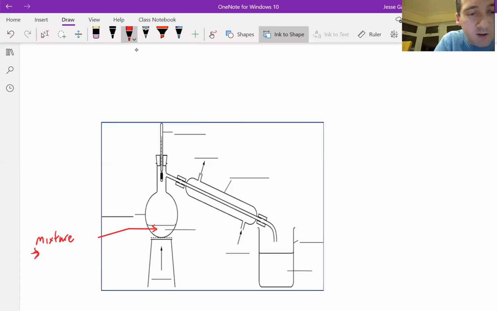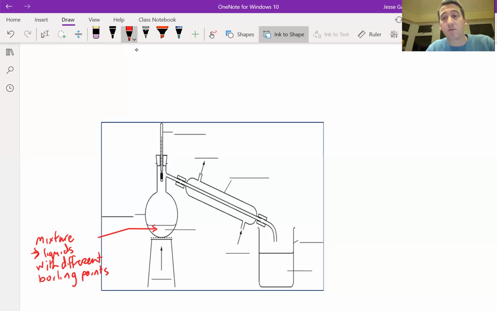It's a mixture of liquids or substances with different boiling points. Sometimes there might be 2 liquids, sometimes it might be a liquid and a solid, sometimes 2 liquids and a solid, sometimes 5 different liquids, sometimes 100 different liquids. But the key thing is it's a mixture of liquids with different boiling points.